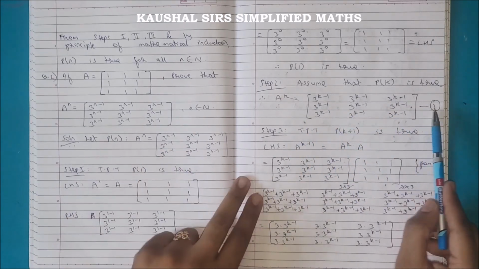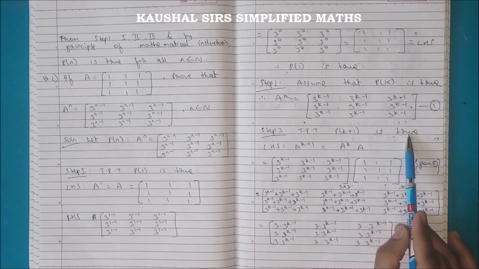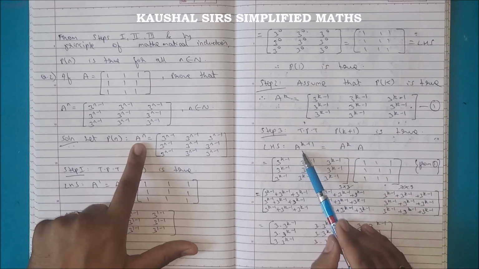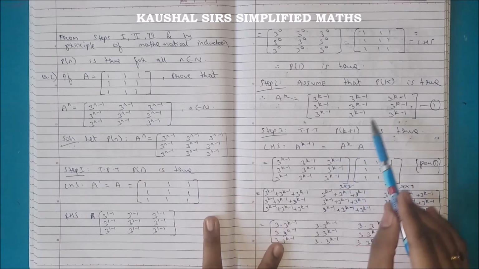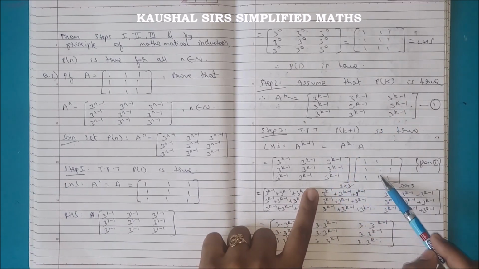That is your equation number 1. Coming to the step number 3, you have to prove that P of k plus 1 is true. So in your LHS, instead of n I am going to put k plus 1. So I get A raised to k into A. A raised to k का वैल्यू यहाँ पे है हमारे पास. You put this matrix over here and matrix A is this one.